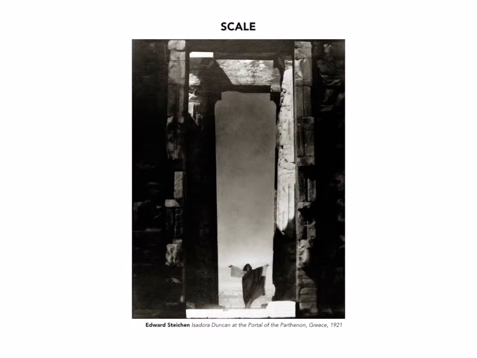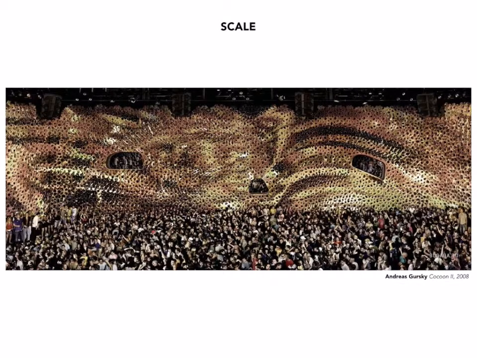This is an image by Edward Steichen taken at the Parthenon in Greece of Isadora Duncan, the dancer. And you can see that the scale is monumental, at least of the architecture. And this is a rave photographed by Andreas Gursky in 2008.